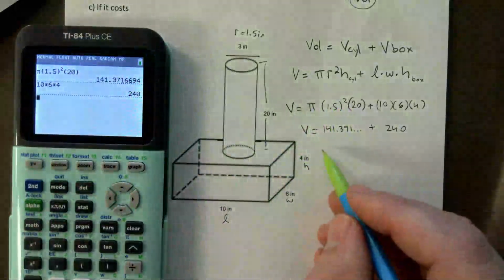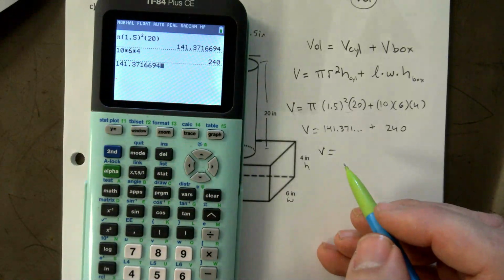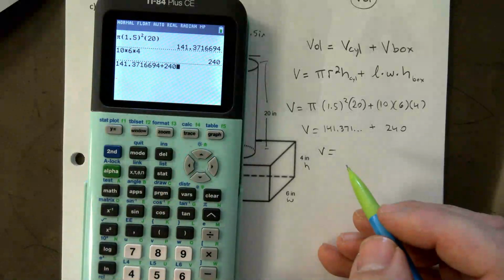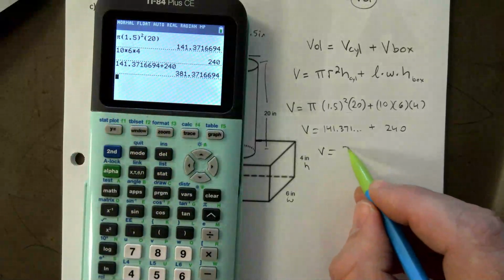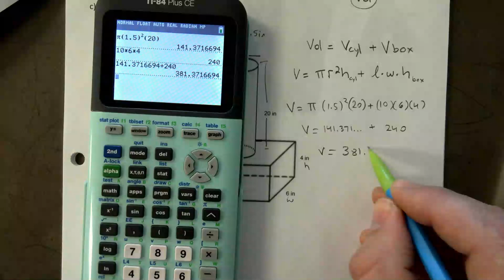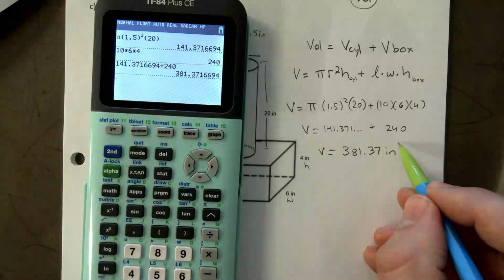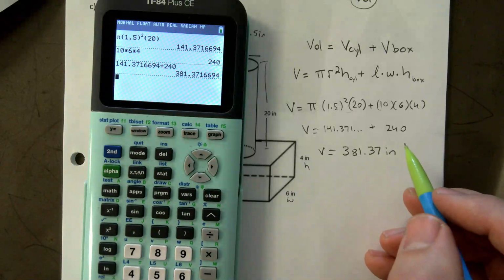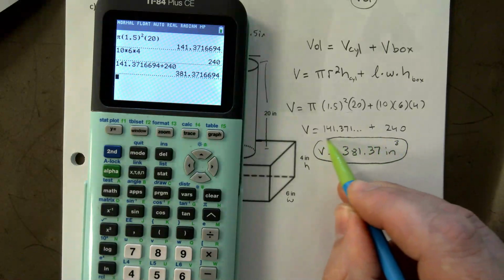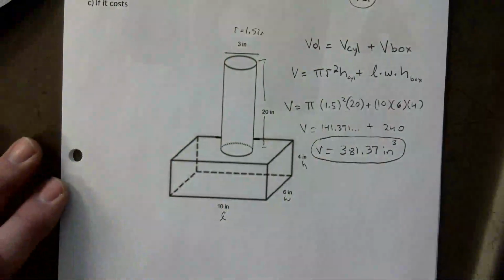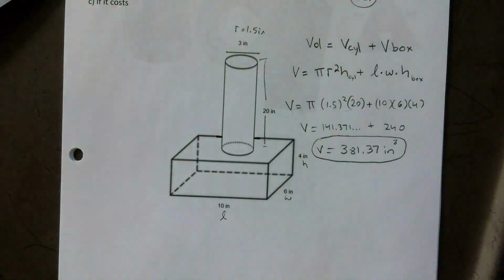All right, that's 240. So now all you need to do is copy paste, right? Copy paste plus copy paste. So I paste both of these answers with a plus. So that's 381.37. What are our units in? Inches. It's volume. Cubed. So that would be the total volume of both shapes combined. That one to me is not too bad.